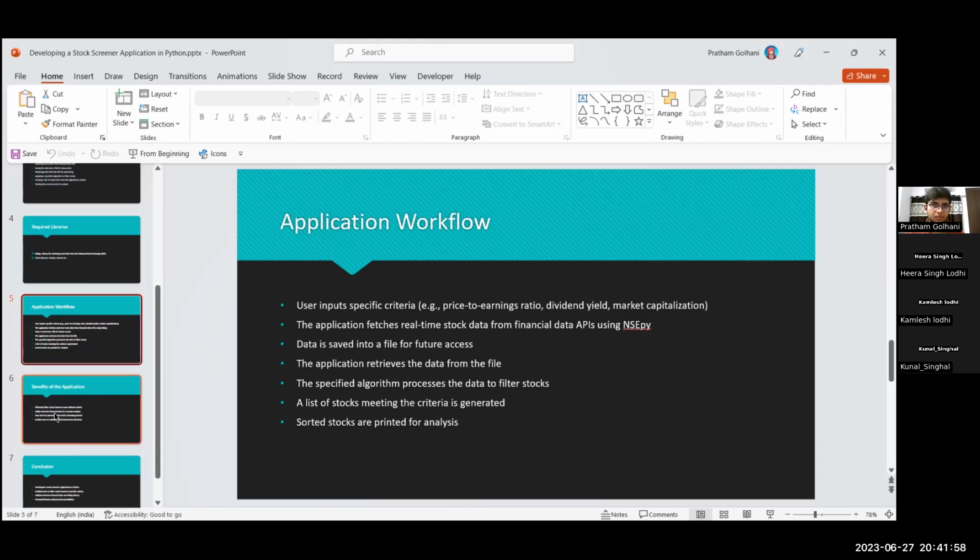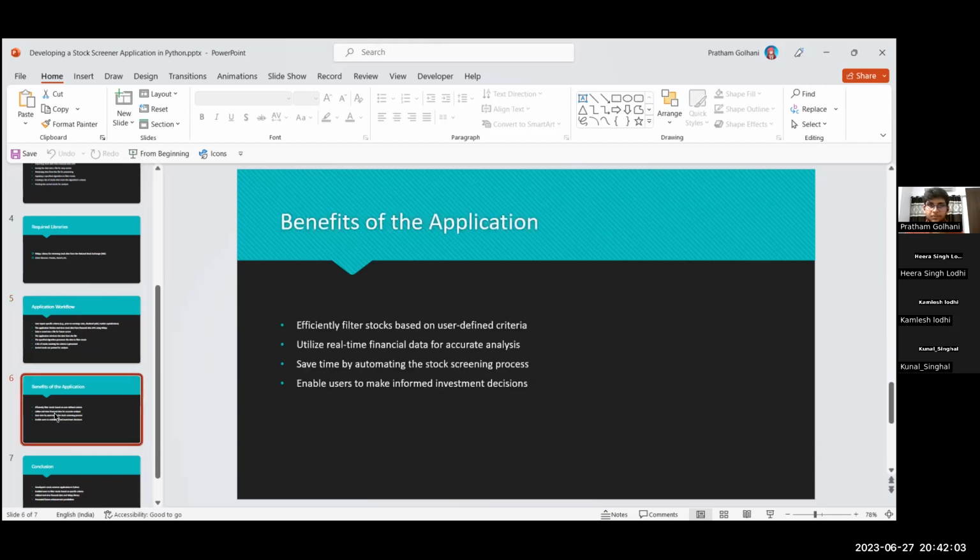Now, what are the benefits of this application? There are several benefits to using this stock screening application. It allows for efficient filtering of stocks based on user-defined criteria, enabling users to focus on the stocks that align with their investment goals. By utilizing real-time financial data, the application provides accurate analysis for better decision making. Moreover, automating the stock screening process saves time and users can make informed investment decisions.